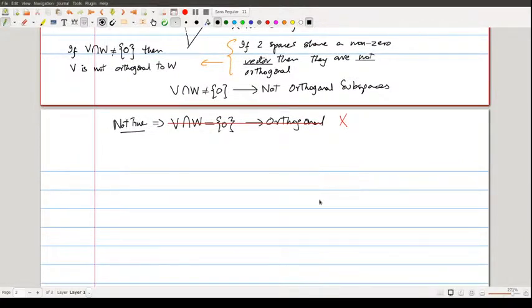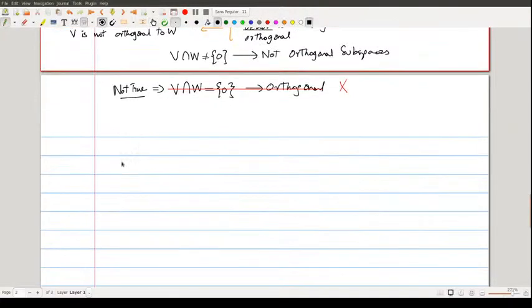So we have these notions now. What can we do about this now? Let's go back to the subspaces that we were talking about in the last lecture, which were the row space, the null space, and the column space.